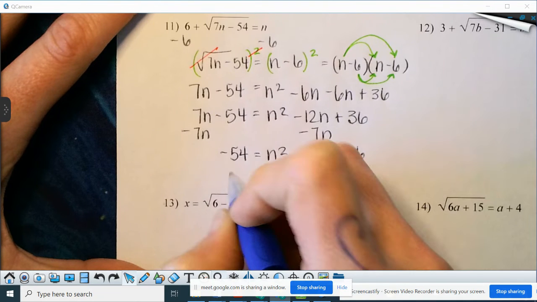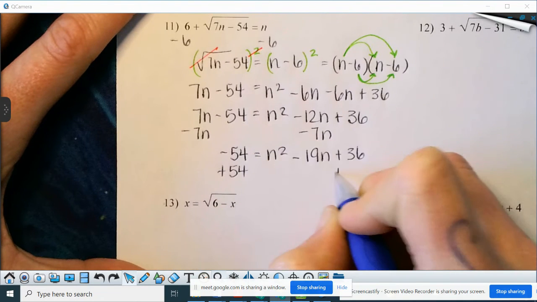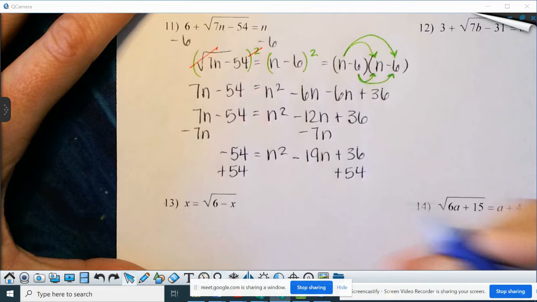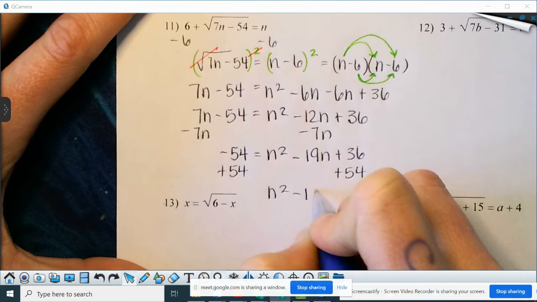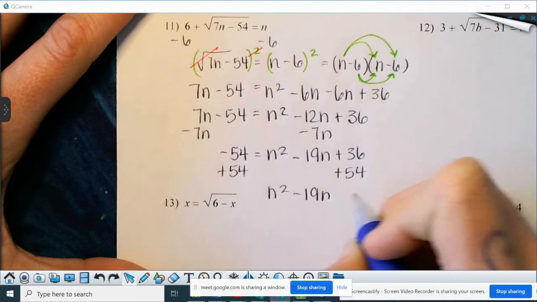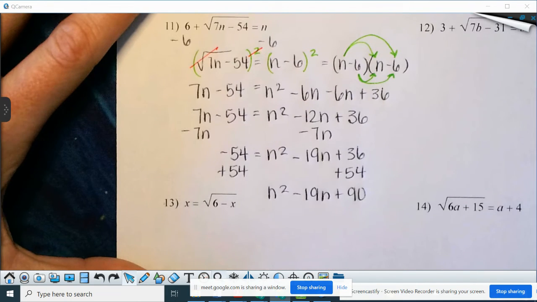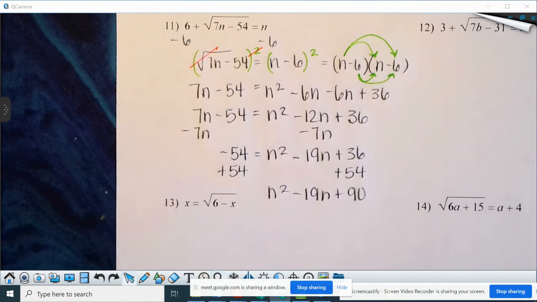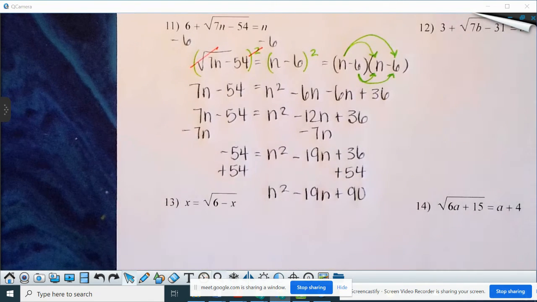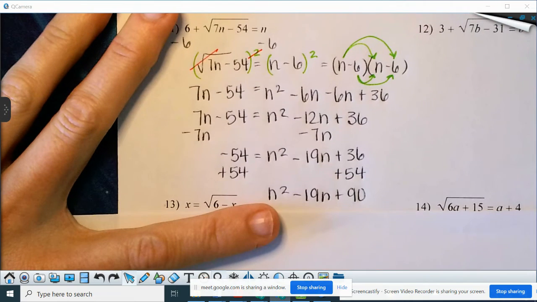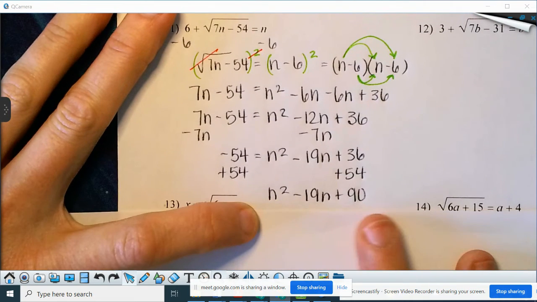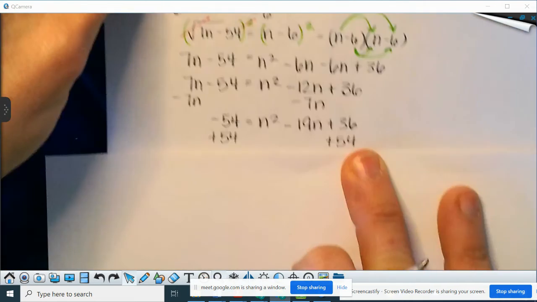We're going to add 54 to our 36, which is going to be n squared minus 19n plus 90. I'm going to grab another sheet of paper just in case we make it all the way down, working on all of them, so we don't run together. And so for n squared minus 19n plus 90, we're going to factor that bad boy out.